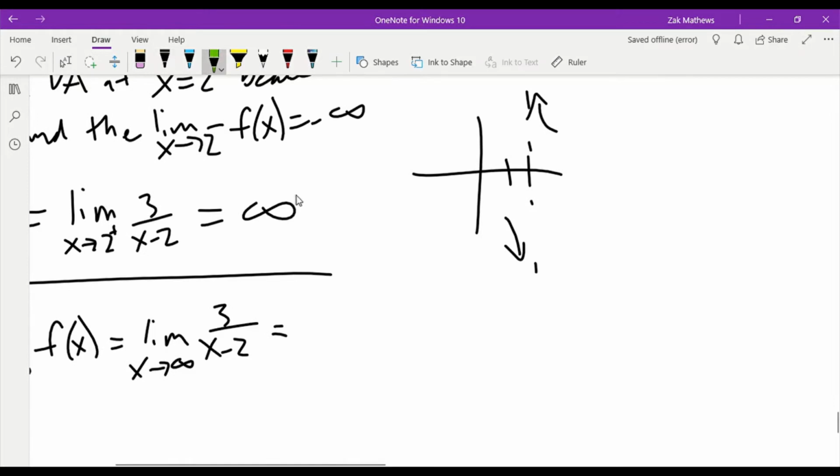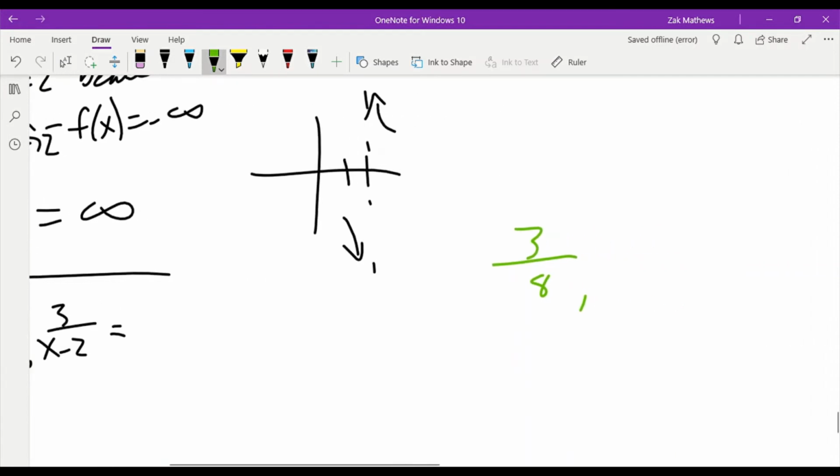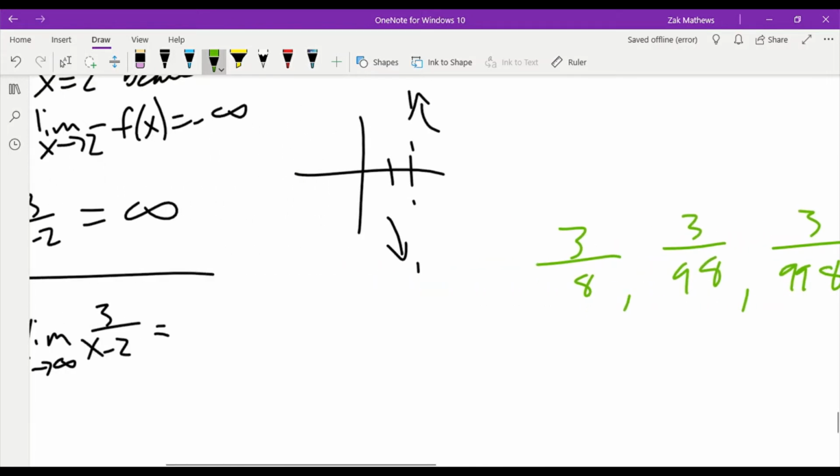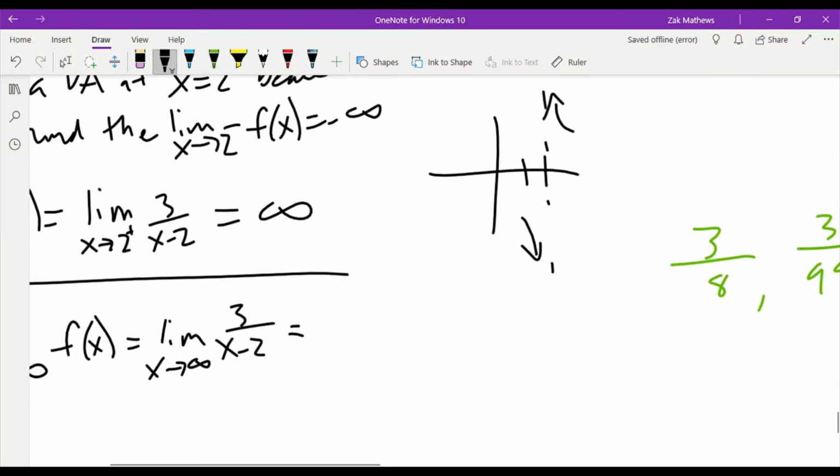So just off to the side, let me write down some numbers. We'd have 3 over, let's say we chose 10 at first, so we'd have 3/8. Then I choose 100, 3 over 98. Then I choose 1,000, so we'd have 3 over 998. The numerator is always staying the same, but the denominator is getting huge. And so what these numbers are going to, they're approaching 0. So what that tells me about my limit is that it is also approaching 0.